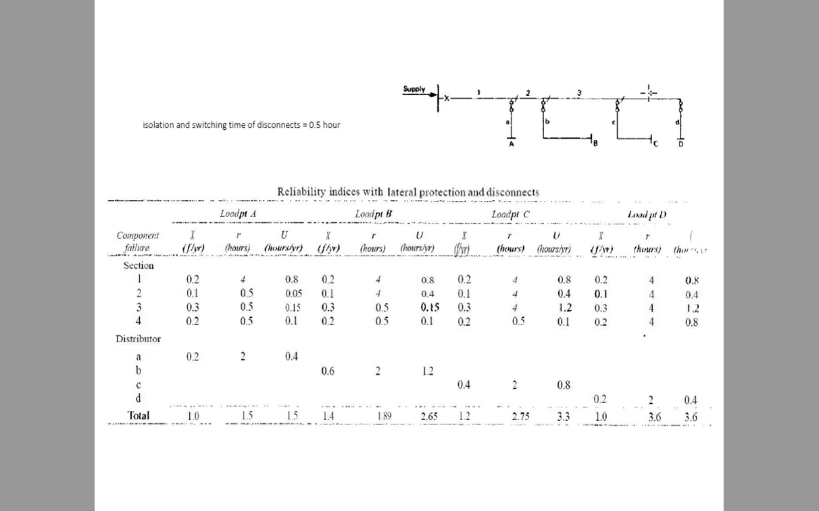Again, we can see if fault occurs at line section 4, the disconnect will operate and isolate the fault. So it requires only 0.5 hours to operate this disconnect. Similarly, when we talk about load point C, we individually see the effect, means the time required for each line section to maintain the continuity of supply to that particular load point, and accordingly we will write the repair rate here.